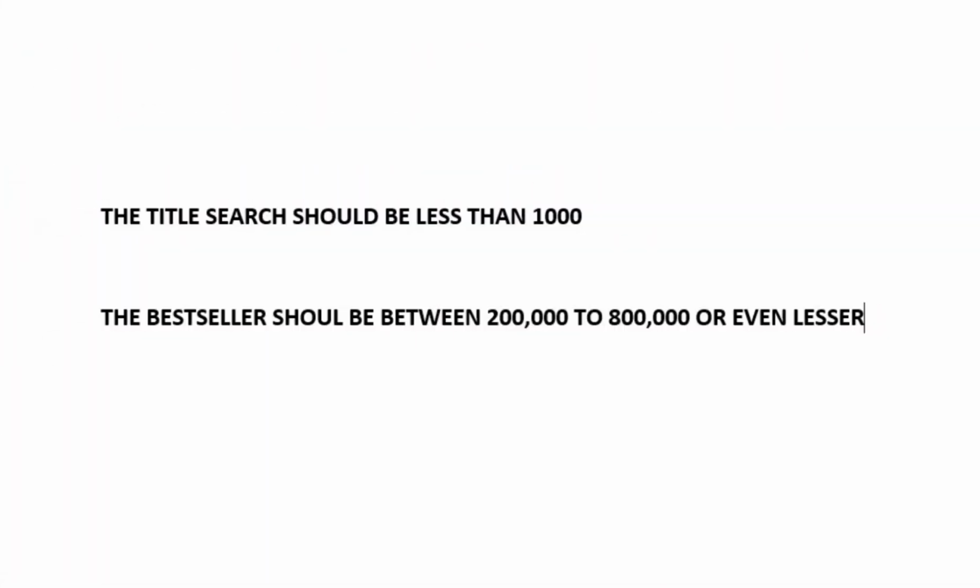So your title search page should be below 1,000. Anything above 1,000 will be too competitive. Your bestseller rank should be between 200,000 to 800,000, or even lower, for more visibility and for your book to rank well and sell well. So those are the qualities you need to look at when choosing a niche.